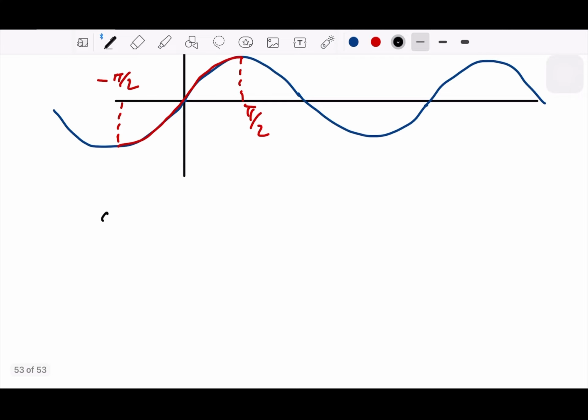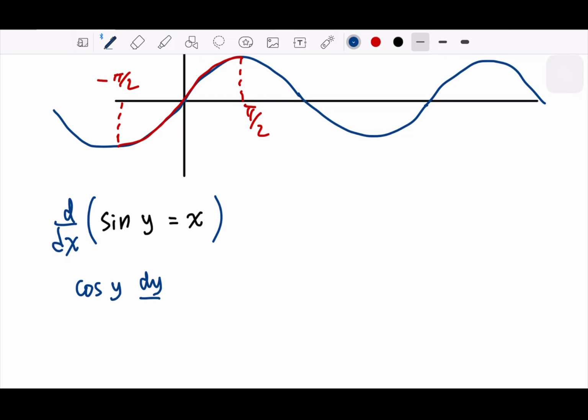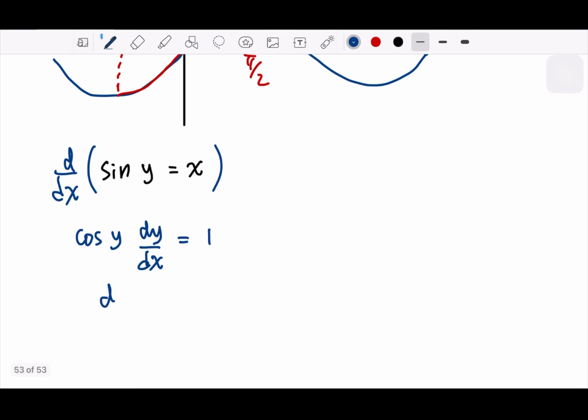Now if we have sine y equal x, okay. If we are using the implicit differentiation, sine becomes cos, right? Cos y, and then dy over dx, and x becomes 1. So dy over dx, we will have 1 over cos y.